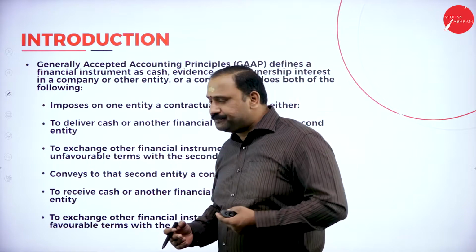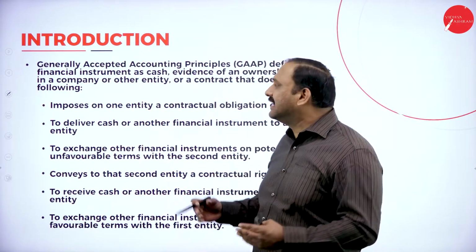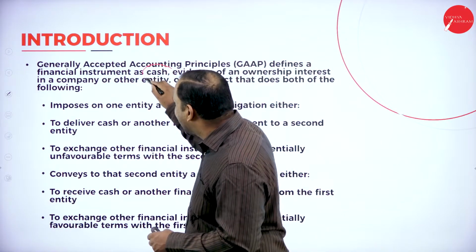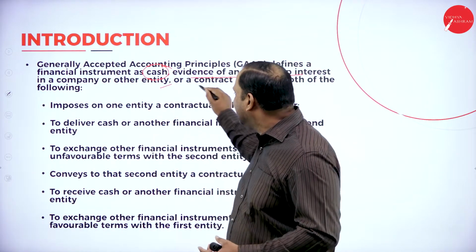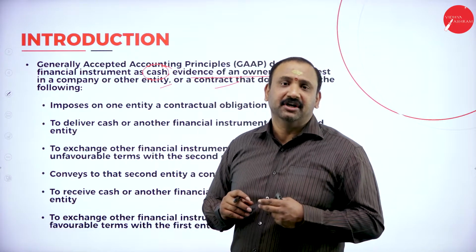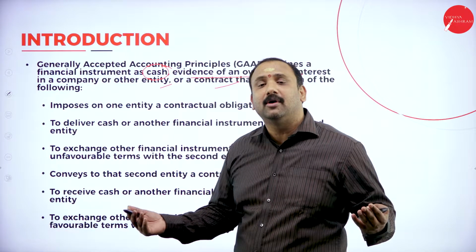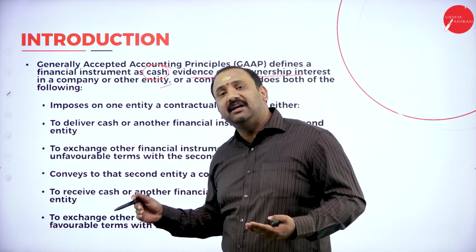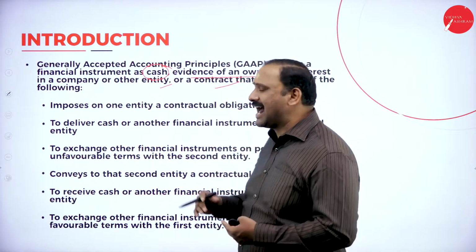Now, moving further, let's try to understand the generally accepted accounting principles. That is, the GAAP defines the financial instrument as cash, evidence of ownership interest in another company, the entity, contract, and all those factors which follow in nature. The reason is that these are all the factors that we are going to talk about in terms of development, and these are all the factors that we are going to earn altogether in terms of the growth aspects.